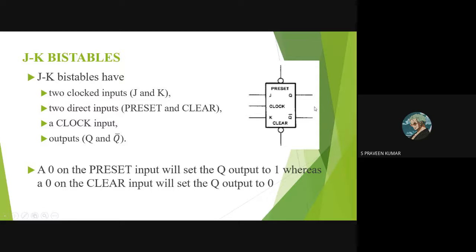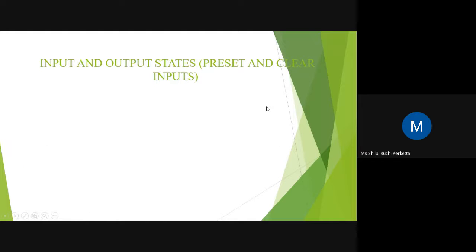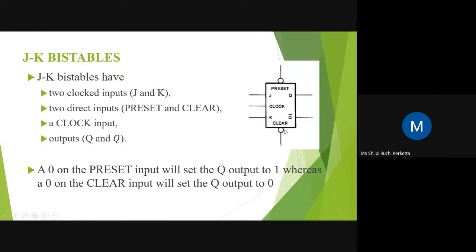Yes, ma'am. So what are preset and clear actually doing? It is enabling the circuit. So what does enable mean? It means it will work as a switch. The bulb will remain switched off until and unless you switch it on. So first you have to put a condition such that this JK bistable will start working. It will start working when we put preset and clear as 1, 1.